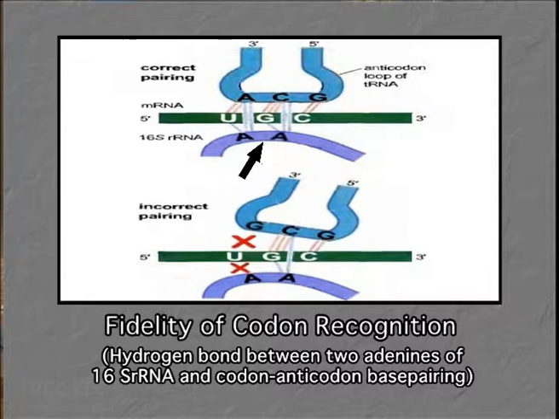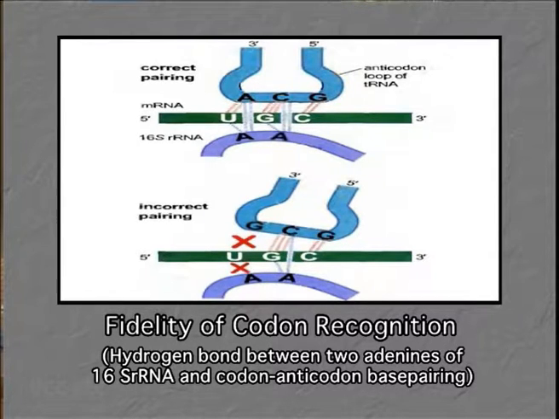Ma'am, how is the fidelity of the codon recognition ensured? Yes, this is a very important thing to be taken care of during the translation elongation process. To minimize errors, the translation machinery has opted for 3 different mechanisms to maintain the fidelity of codon recognition. Number 1: there are 2 adenine residues in the 16S rRNA component of the A site of the ribosome.